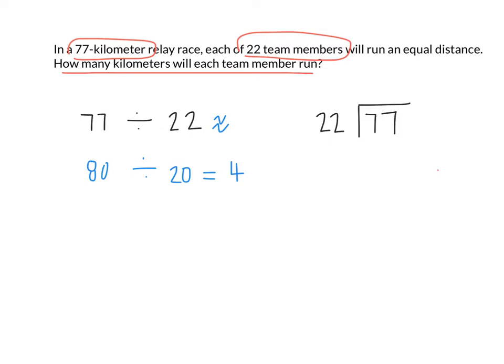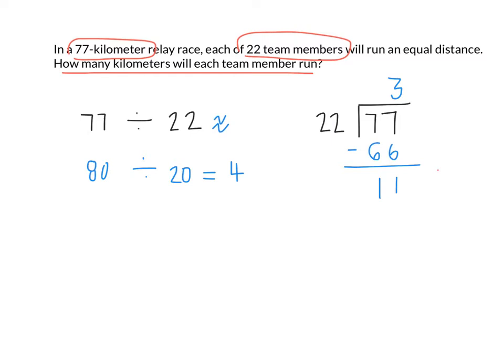Now, we're going to multiply. I can do 22 times 4 in my head. Can you? What is it? 88. What do we feel about 88? Too big. So what should we put instead? 3. Okay. What's 3 times 22? 66. Okay, good. When I subtract, what do I get? 11. Okay, so today is the day where you have to start thinking about what does this remainder mean?